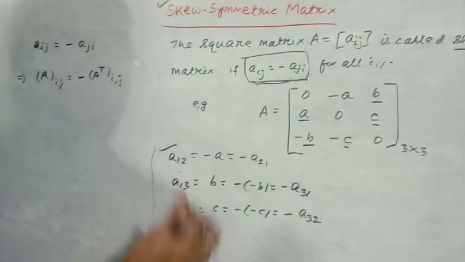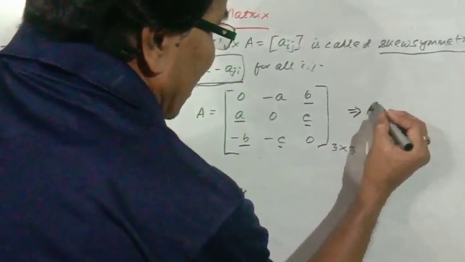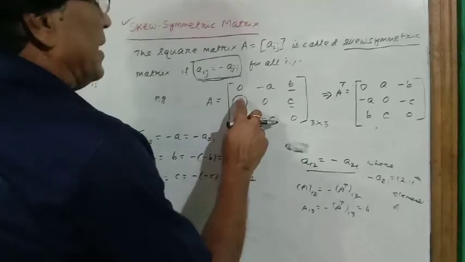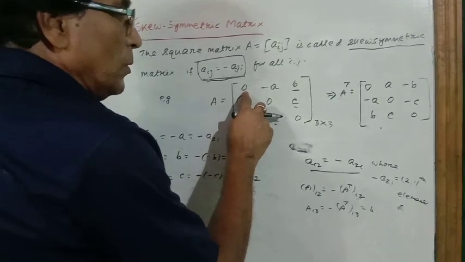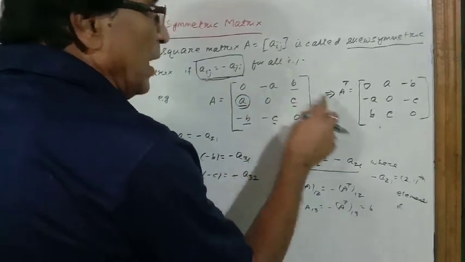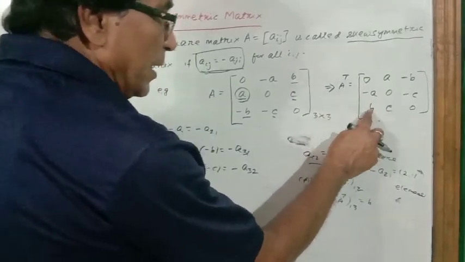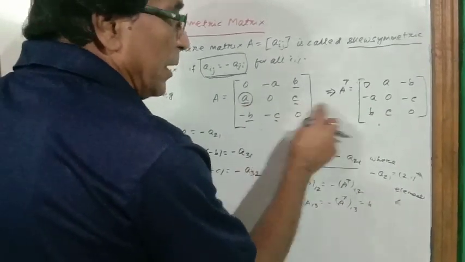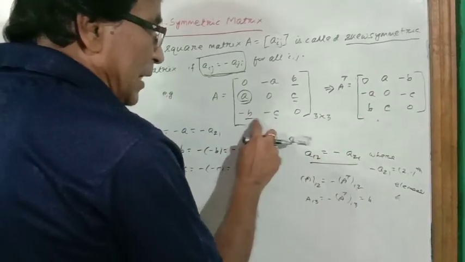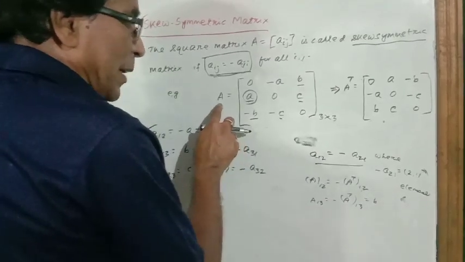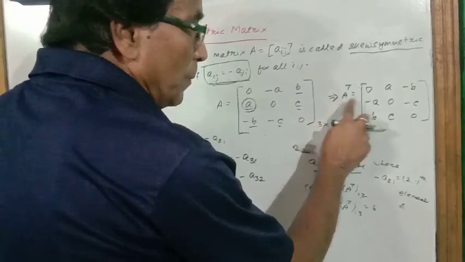So here you see what is A transpose. A transpose is nothing but interchanging the rows into columns. We are getting the first row 0, minus a, b becomes the first column of A transpose, 0, minus a, b. Similarly, the second row a, 0, c becomes the second column of A transpose, a, 0, c. Similarly, the third row of the matrix A becomes the third column of the matrix A transpose.